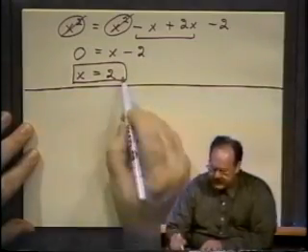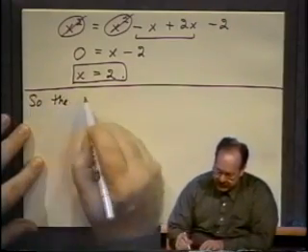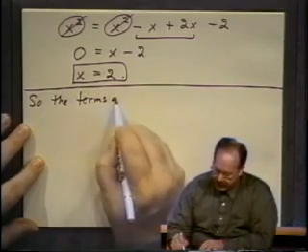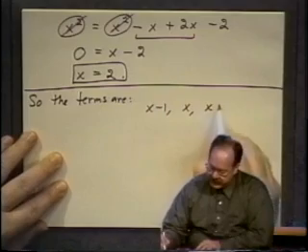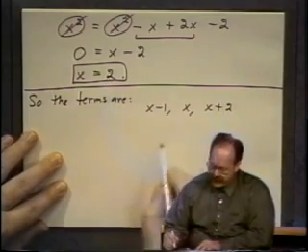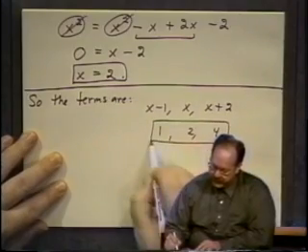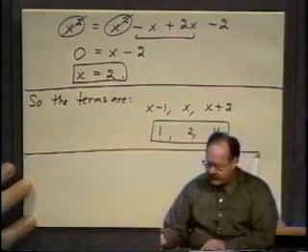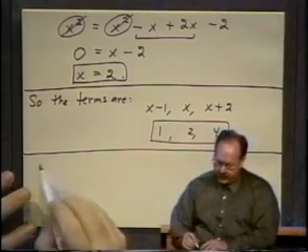So although I've answered the question, I might as well write down the sequence terms. So the terms are, if you remember, x minus 1, x, and x plus 2. So with 2 in for x, we end up with 1, 2, and 4. And you can probably guess that the value of r that makes this a geometric sequence is also 2, and you can check that on your own.